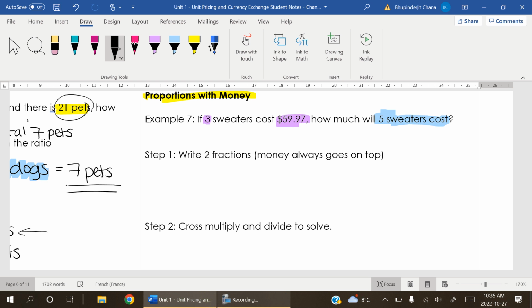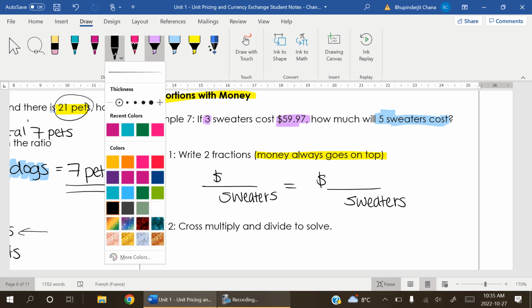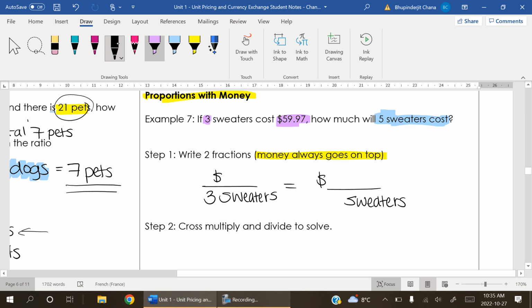The way we want to set it up is amount of money to number of sweaters. Money always needs to go on the top of the fraction, or in the numerator, equal to money over number of sweaters. So from my purple highlight, I understand that 3 sweaters cost $59.97. We want to know how much the cost will be if we buy 5 sweaters.